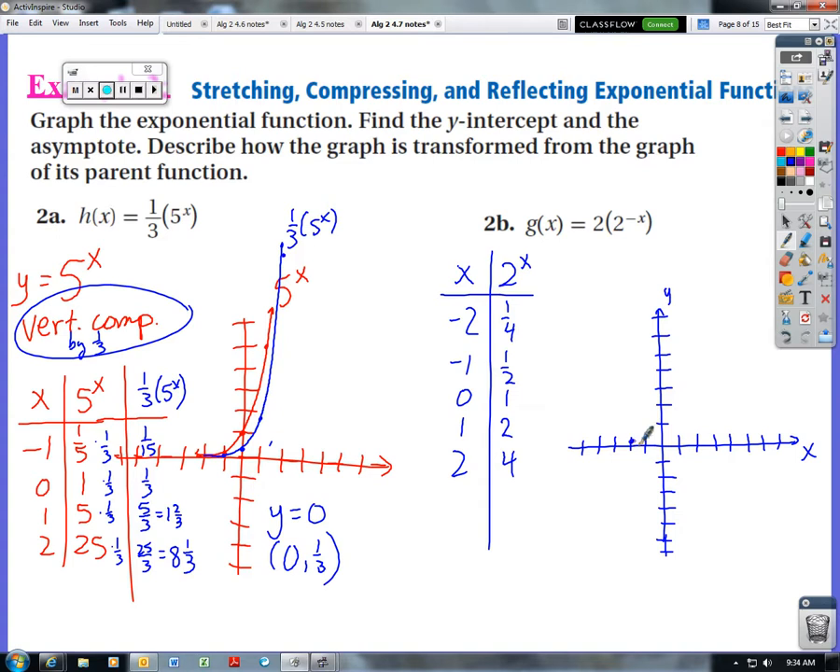Back 2 up a fourth, back 1 up a half, 0, 1, 1, 2, 2, 4. See, graphing 2 to the x has almost become rote. Don't even have to hardly think about it if you do enough of these. So there's two transformations. There's a negative with the x. So because it's with the x, it's going to be a horizontal reflection. So in other words, it's going to reflect over the y-axis. And the 2 out front is a vertical stretch by 2.